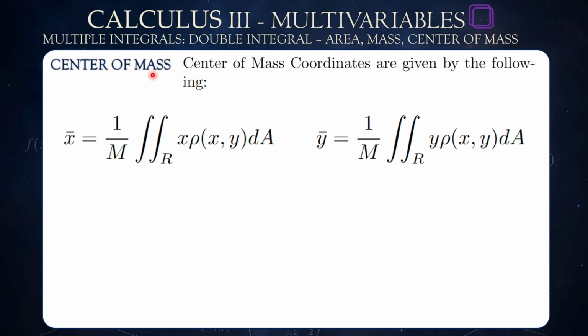Center of mass. The center of mass coordinates, or the center of gravity, are given by the following. X bar is equal to 1 divided by m times the double integral over region R of x rho(x,y) dA, which is the average, or the point where the average of the mass is located. Y bar is equal to 1 divided by m times the double integral over R of y rho(x,y) dA.